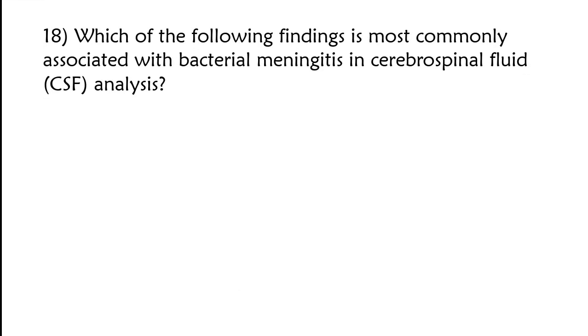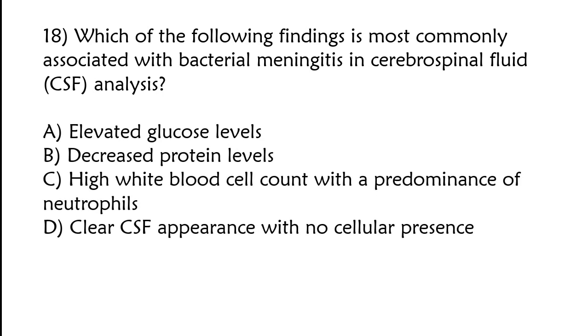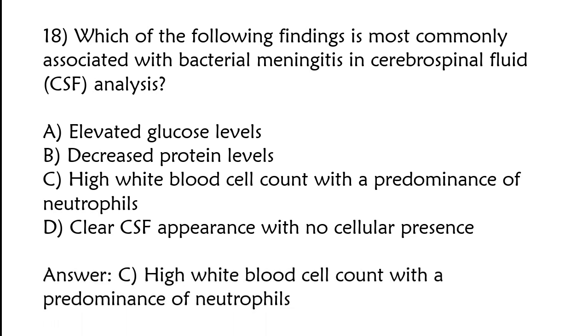Which of the following findings is most commonly associated with bacterial meningitis in cerebrospinal fluid analysis? Elevated glucose levels, decreased protein levels, high white blood cell count with a predominance of neutrophils, clear CSF with no cellular presence. The correct answer is option C, high white blood cell count with a predominance of neutrophils.